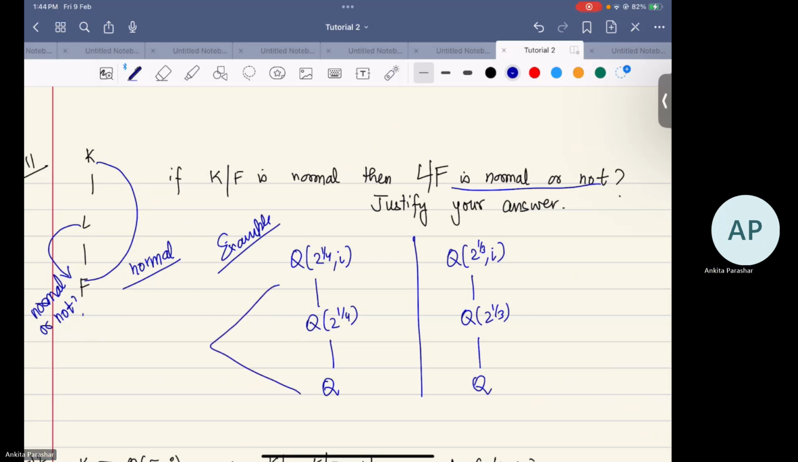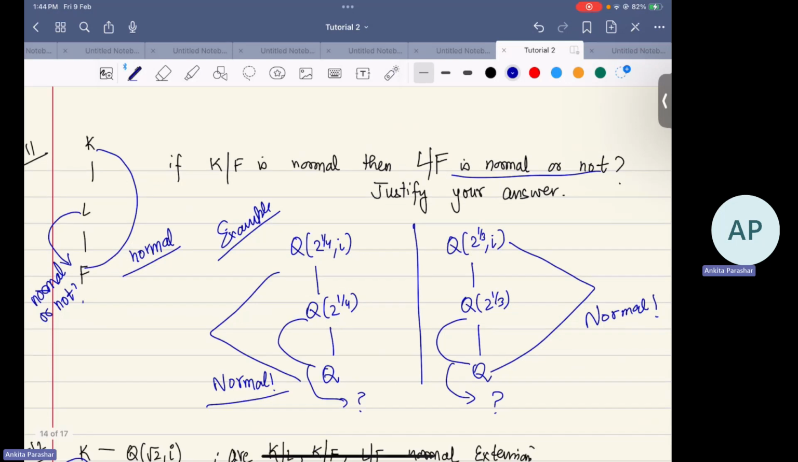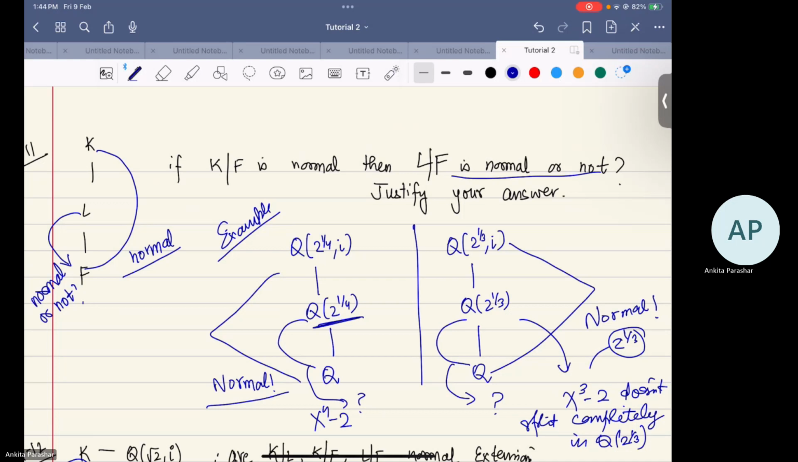Is this normal? This is normal, right? You can check. Is this normal? Normal, check. But is this normal? It's no, because x^4 minus 2 does not split completely here. Same here: x^3 minus 2 does not split completely. Although it has one root, 2^(1/3), in Q(2^(1/3)), it does not have all the roots, therefore not normal. So in general, this lower one is not normal.